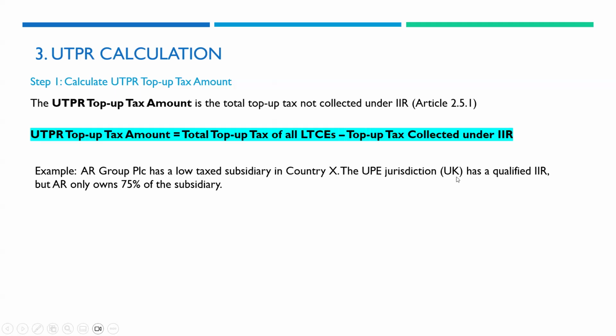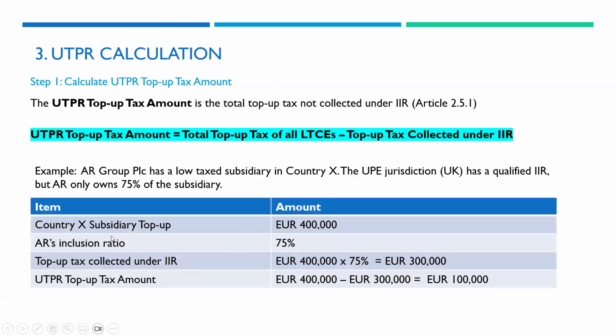The UP jurisdiction has a qualified IIR, but the AR only owns 75%. So what happens? We'll give a numerical example also. Country X subsidiary's top-up tax is 400,000. Now AR's inclusion ratio is only 75%. So what is the top-up tax collected under IIR? It is 75% of 400,000, which is 300,000, and the UTPR top-up tax amount would be 100,000.